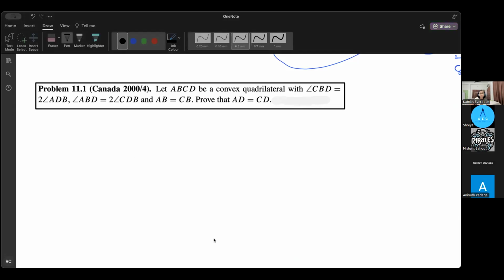This problem is actually nice because it has a very short synthetic solution. I'll be giving you a few more minutes. Try to get it done.